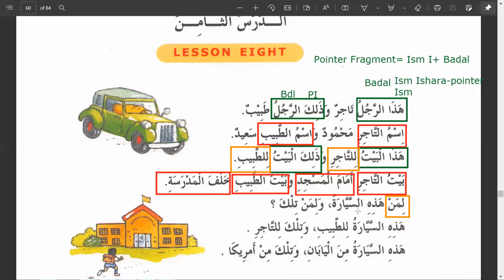And this car is which fragment? Hadihi sayaratu. That one is pointer fragment? Yes, pointer fragment. Okay. Liman hazihi sayyaratu, for whom is this car? And then, wa liman tilka? And for whom is that? So, sayaratu is not repeated again because it's understood that someone is talking about another car, which is at a distance. Okay. So, what's the translation for the whole big sentence?